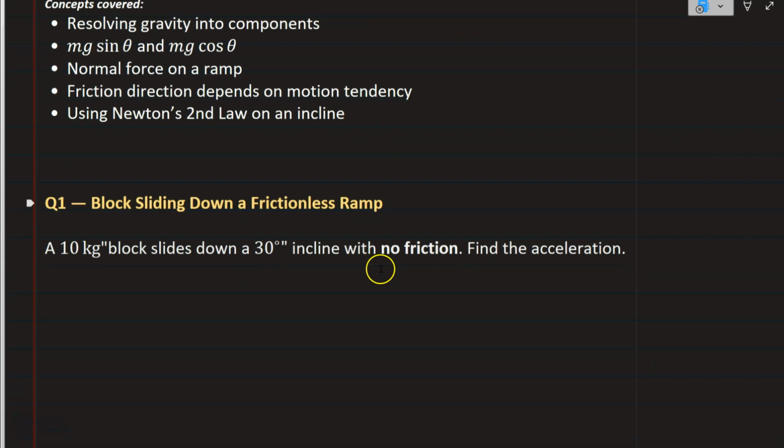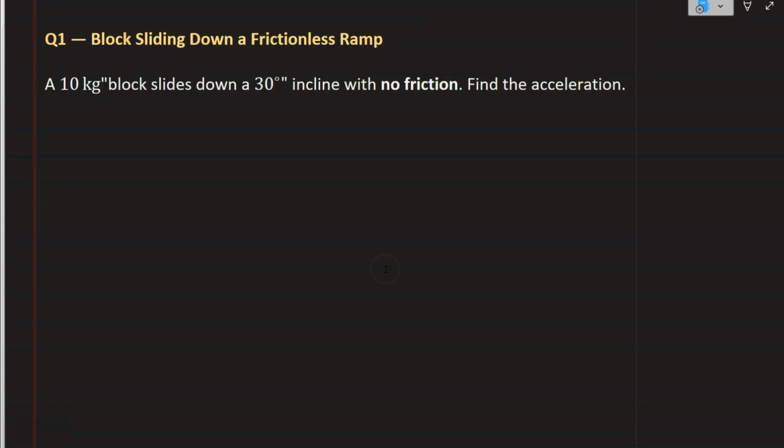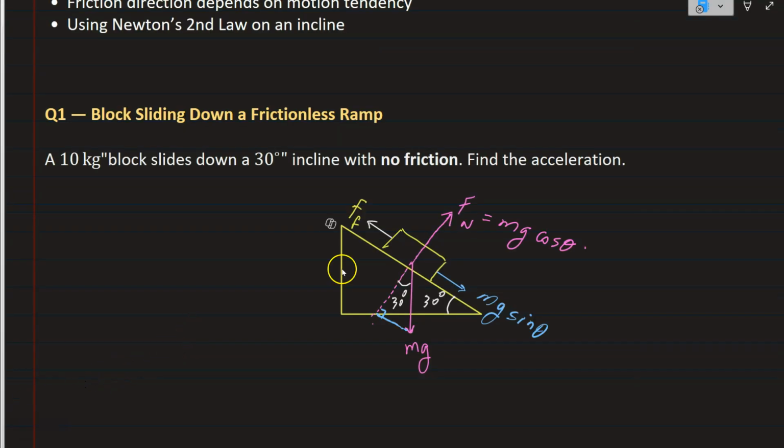All right, let's go through the first question. There are 3 questions that I will do, and let's start with the first one. We've got a 10 kg block that slides down a 30-degree incline with no friction. Find the acceleration of the box. Okay, so let's draw the free body diagram. So here it is, the free body diagram, and we're just going to write down the components of it. We're going to calculate the parallel force and the perpendicular force, and I'm going to write it up.